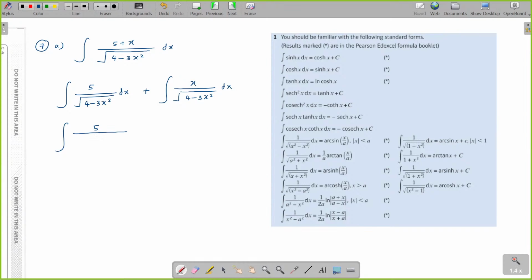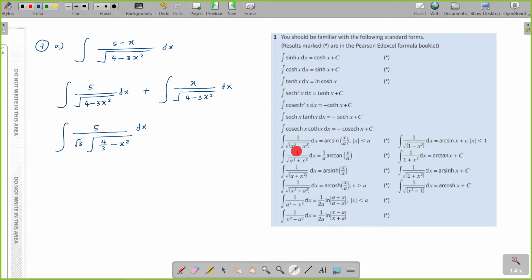So 5 over, I'll take a 3 out, which means you take a root 3 out. Guys, are you clear with that? You take a 3 out from the root, which means you don't just take a 3 out, but you take a root 3 out. And then inside the root, you are taking a 3 out, which means you are dividing here, it's 4 over 3 minus x square. Because I'm just trying to replicate this look here.